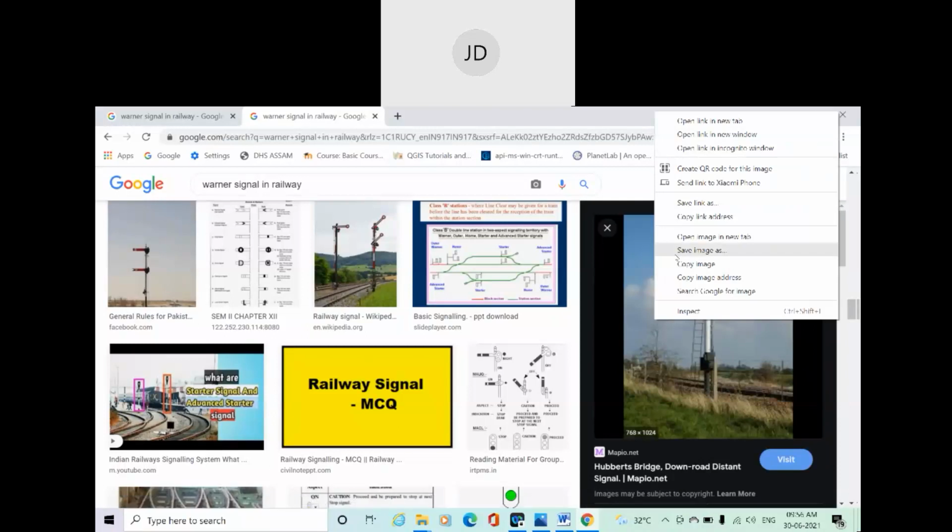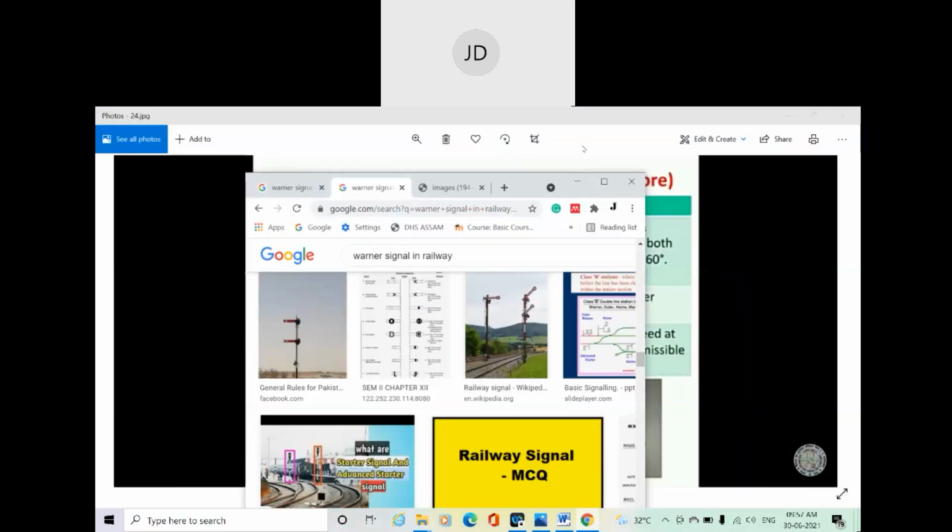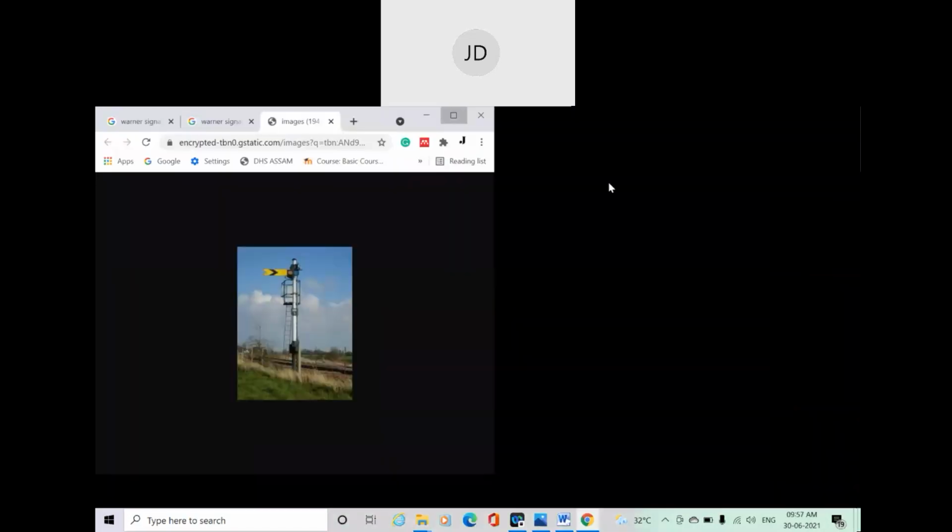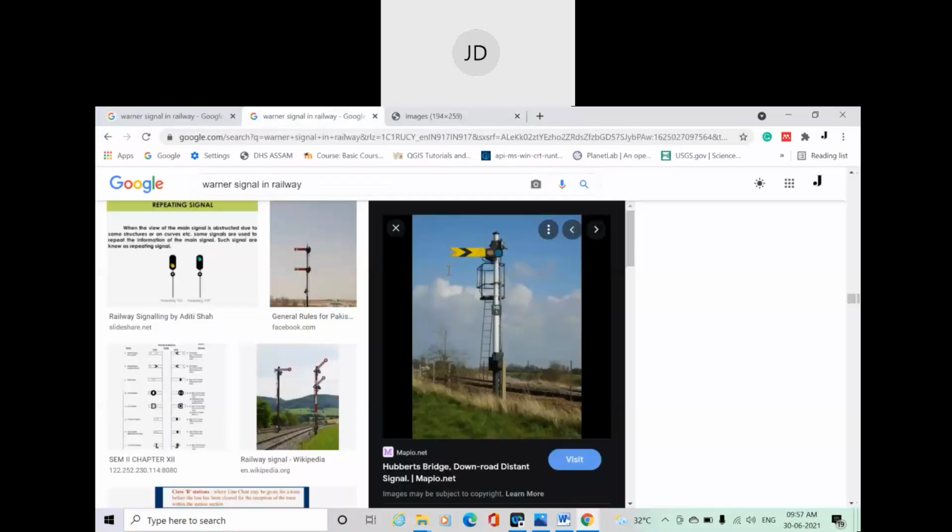And here you can see this is a... is it visible? Not visible.